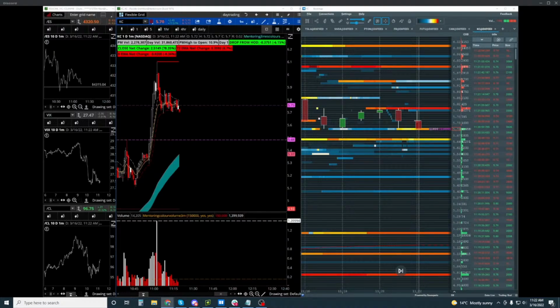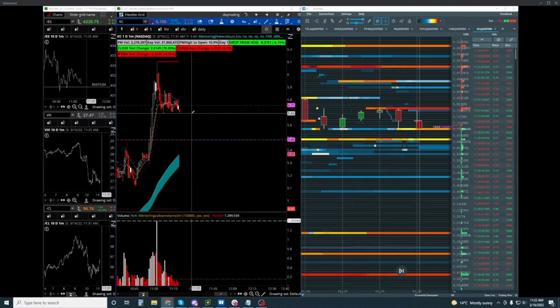So 70 is support. If you break it, traders, the next support is 69. Careful, because it can wash.